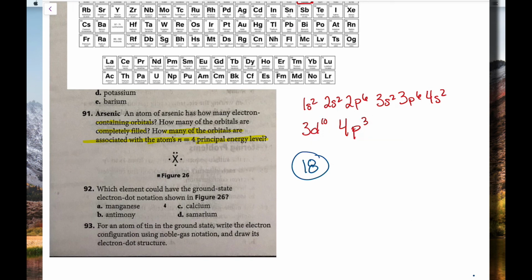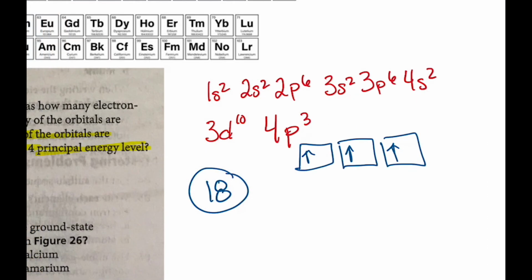So what's the next portion of this? It says, how many orbitals are completely filled? Okay, and I kind of did the last one. Let me draw it out again. The last one had 3 half-filled orbitals, but the rest of them were completely filled. So if I only had 3 half-filled orbitals, that means the rest of them were complete. So that means the next part is I had 15 full orbitals.